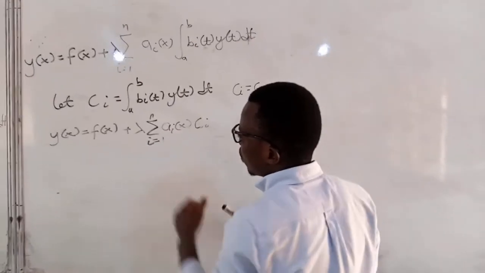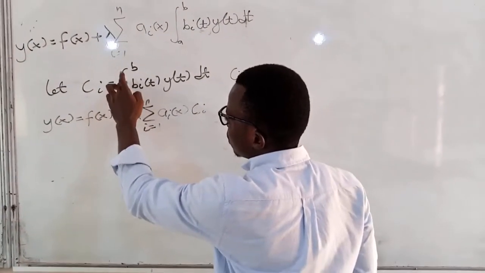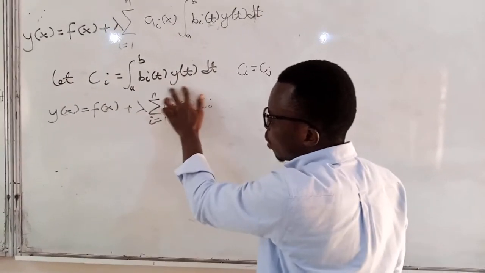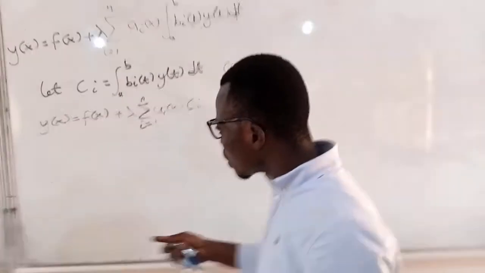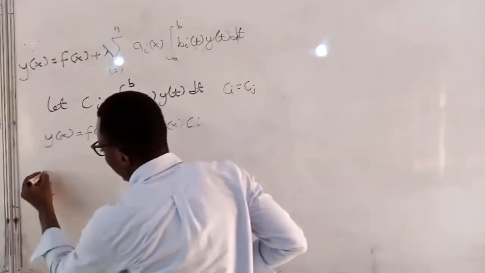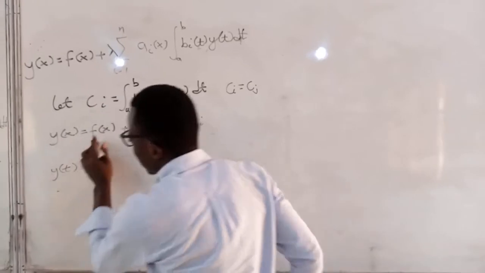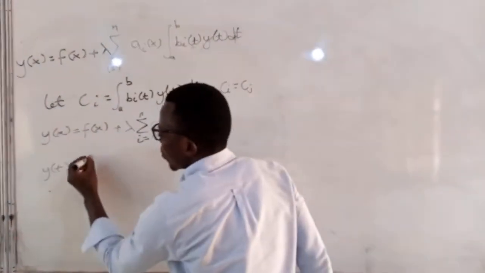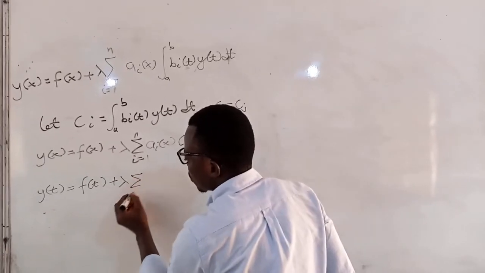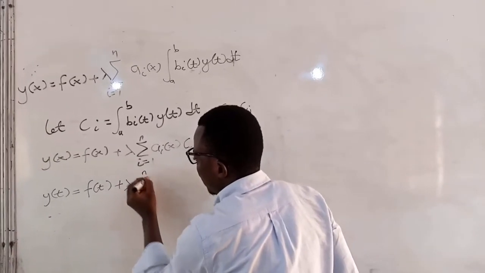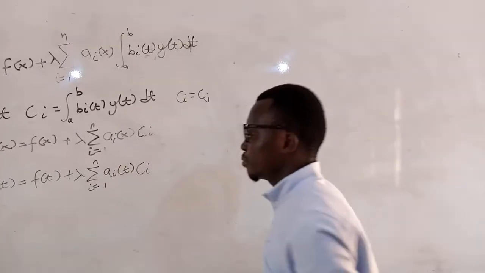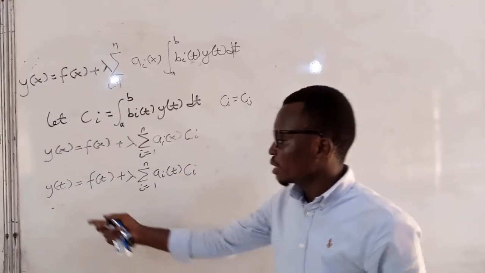We have our ci to be equal to what? Integral from a to b, bi of t, y of t dt. And this is our y of t. Now we need to change the s here to t. So our y of t becomes f of t plus lambda summation of i equal to 1 and ai of t ci. So this is our y of t.